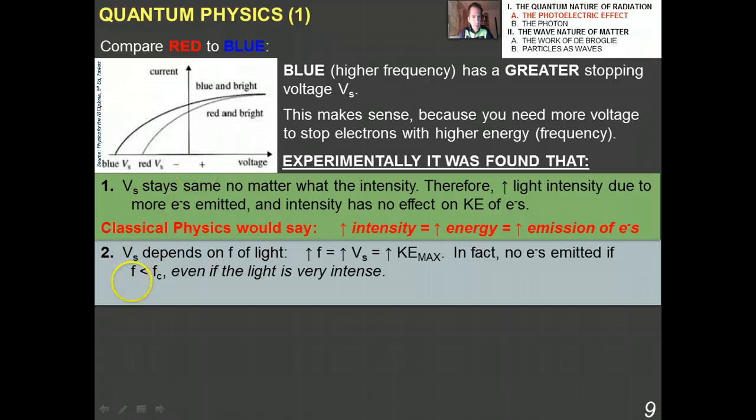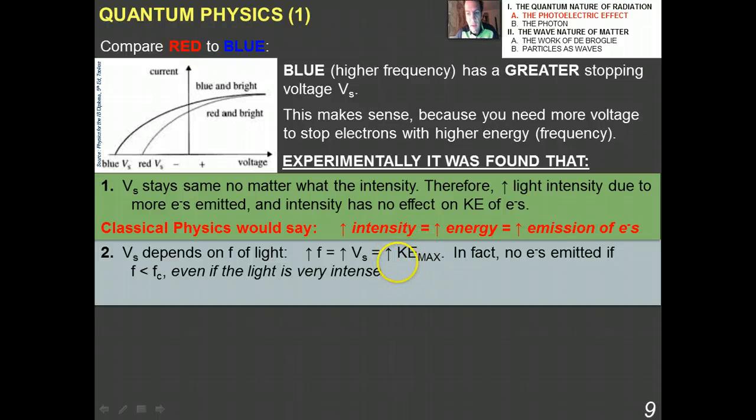Okay. Number two, the stopping voltage depends on the frequency of the light. That's very weird when you think about it. In this case, the greater the frequency, the greater the stopping voltage, and I say greater here being more negative. So whenever I say greater voltage, I mean a magnitude that's greater, from a greater distance from zero.